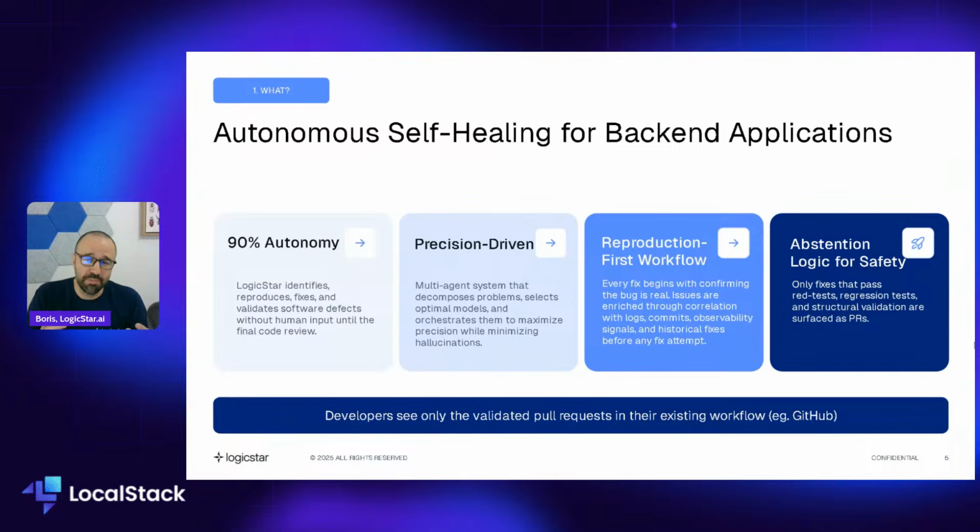Reproduction is always the first step, right? Every single fix begins by confirming that it's a real problem. That's very important. Kind of typical test-driven development. Pretty much you have to enrich the issues through correlations with logs, commits, observability, different signals, and historical fixes before even attempting to fix it. Again, Lazar is going to speak about this observability and telemetry and how we actually use it as well.